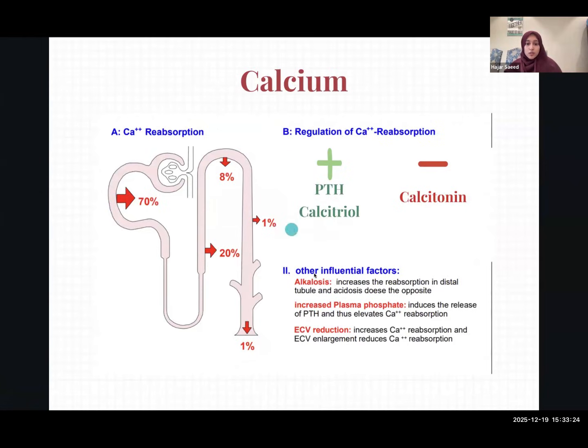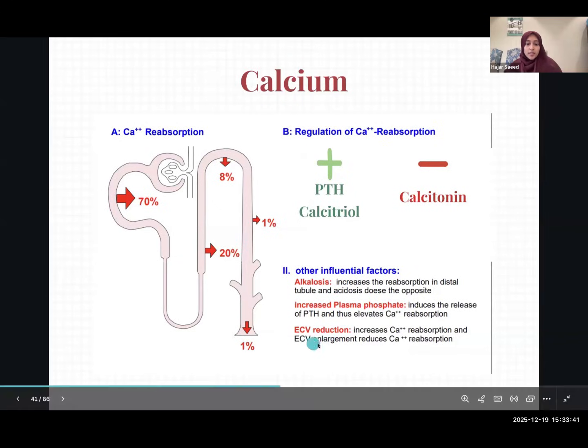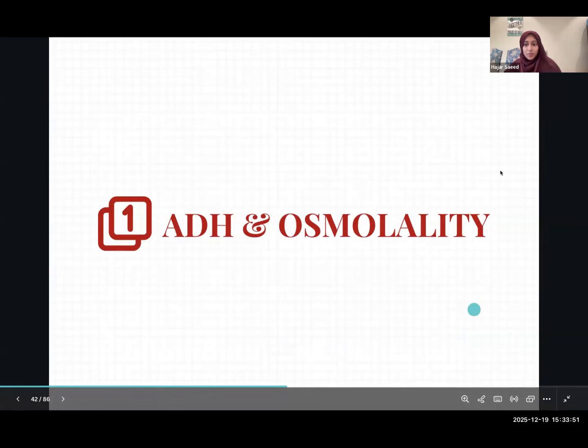Other things that increase the absorption of calcium would be alkalosis and increased plasma phosphate. That's because if we have high phosphate, we're going to have high PTH, because PTH is also known as phosphate trashing hormone, to get rid of the phosphate. So if we have high phosphate and then high PTH, we're going to have more reabsorption of calcium. Last thing is extracellular fluid reduction will increase calcium reabsorption, and extracellular volume enlargement will reduce calcium reabsorption. I think that's it. Yep, that's all for my part.